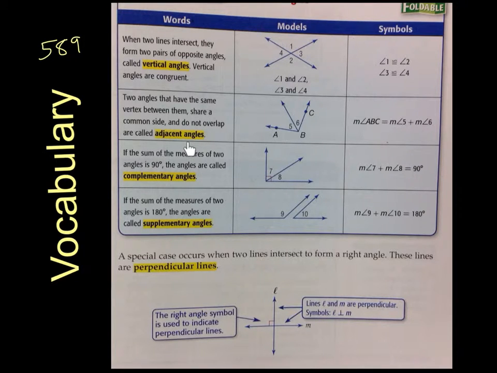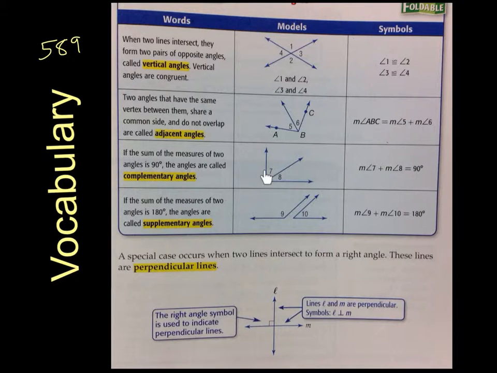Now, adjacent angles are angles that are right next to each other, just like these two, angle 5 and 6, and they share the same vertex. So our vertex is right here, it's this point, and we can see that to write this, we'd see the measure of angle ABC, this angle. Remember, B, when we write this angle, has to be in the middle because that's the vertex. And that's equal to the measure of angle 5 and the measure of angle 6.